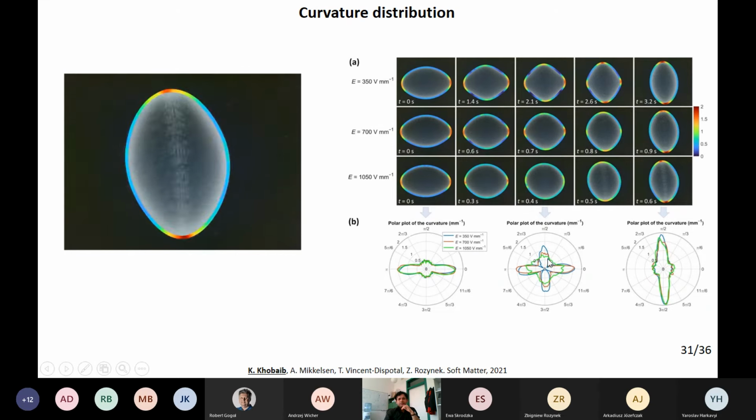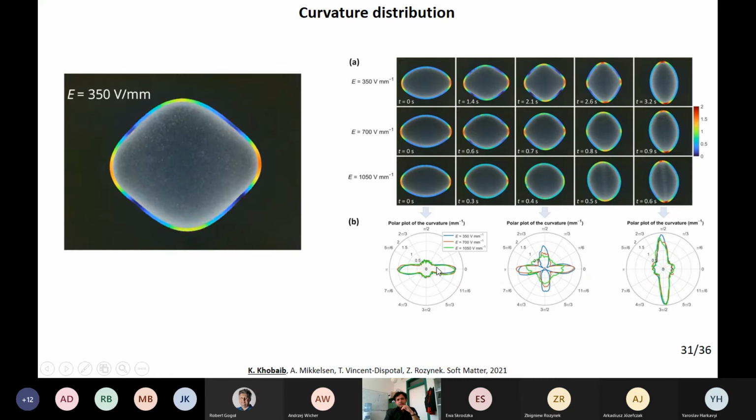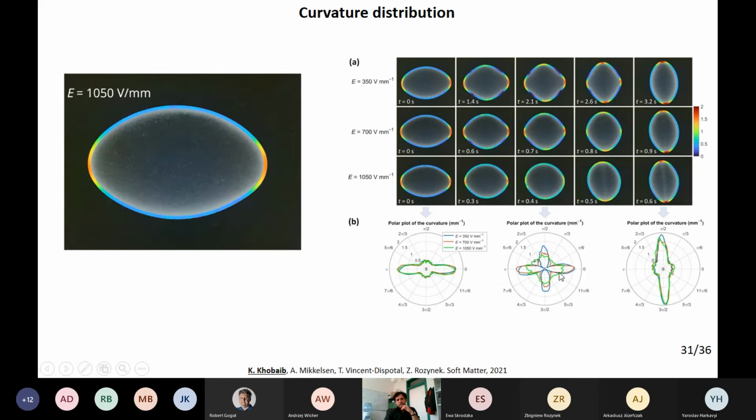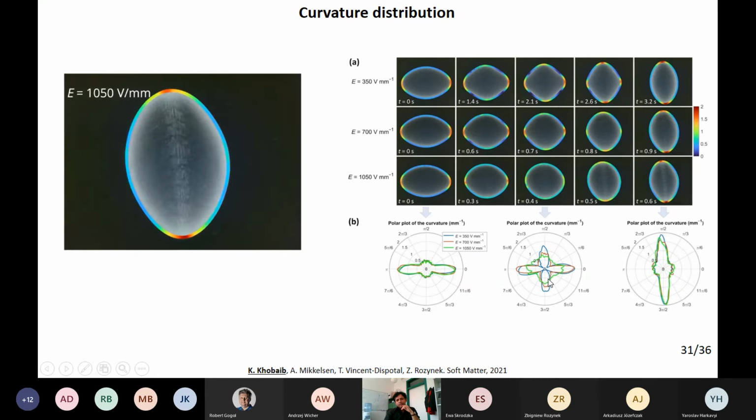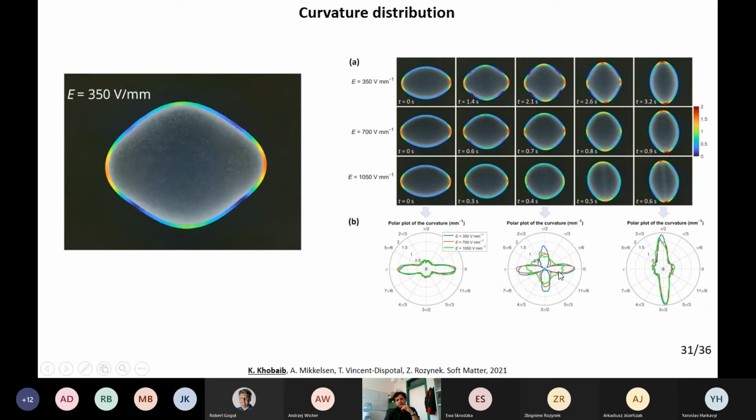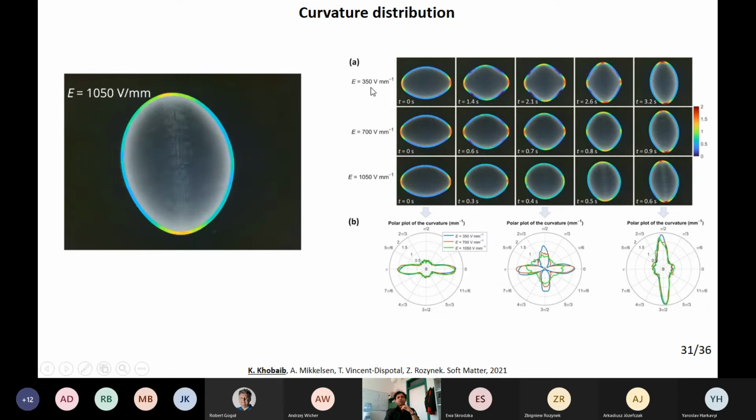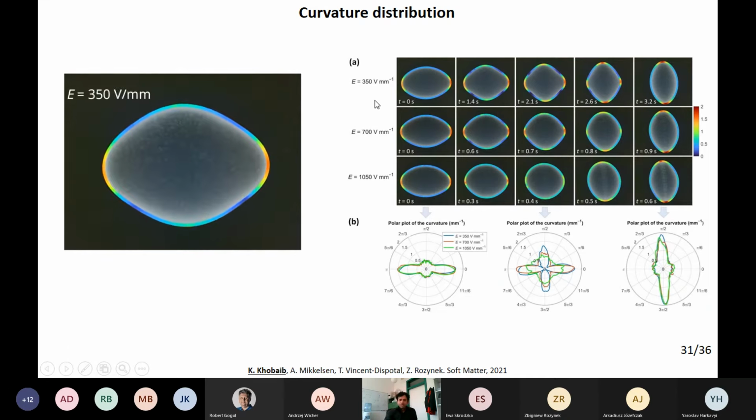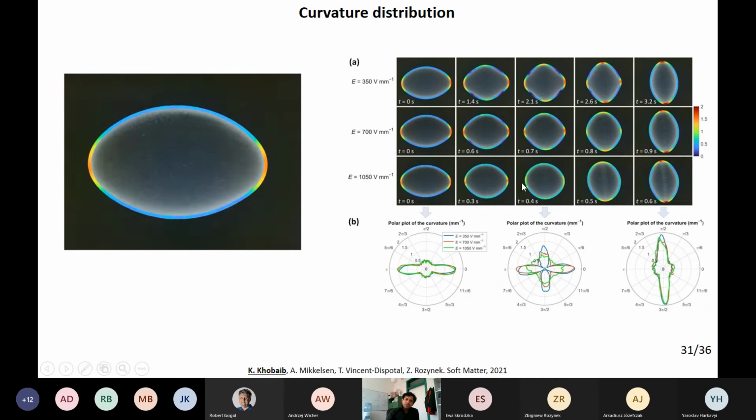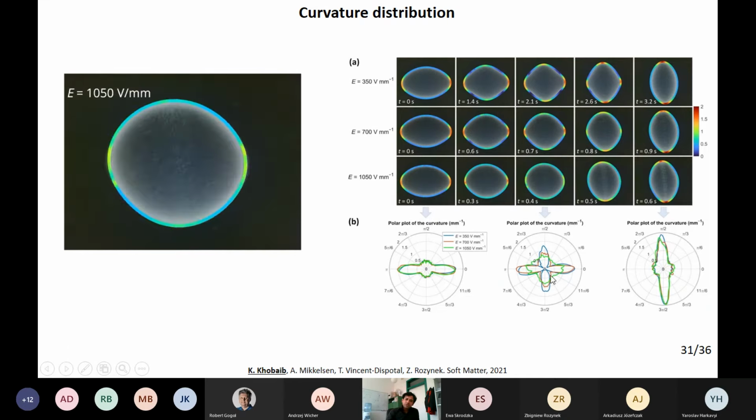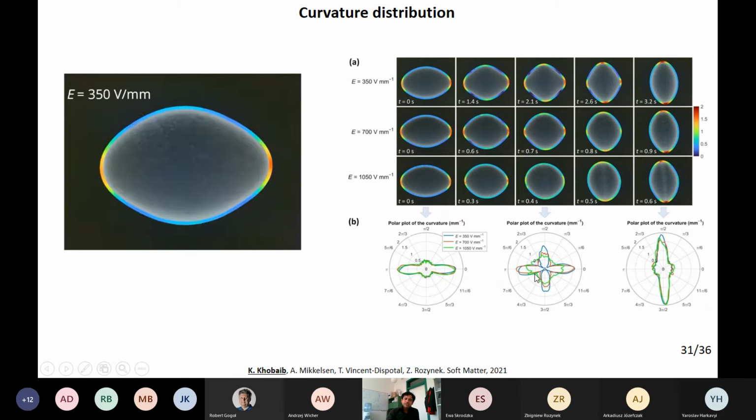uniformly. Here we plot this type of curvature distribution on the polar plot. In the polar plot, we can see that in all polar axes the curvature was maximum when the droplet was subjected to the lower electric potential or electric field. Sorry, when we apply the stronger electric field, they are almost like a circle.